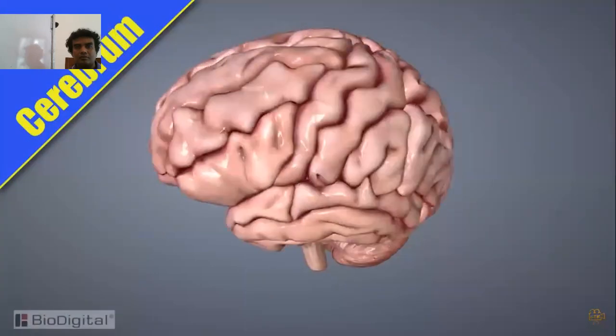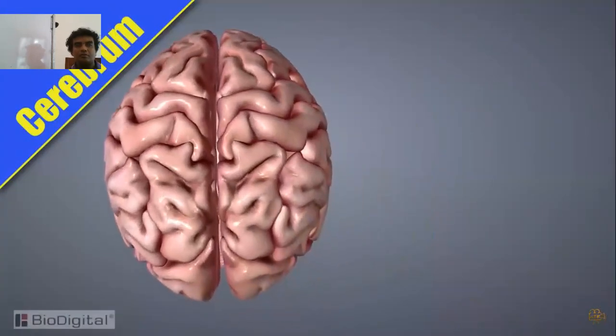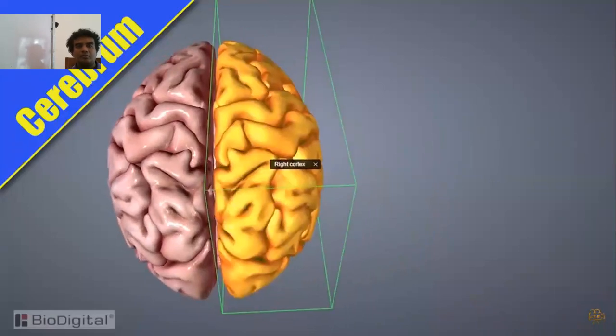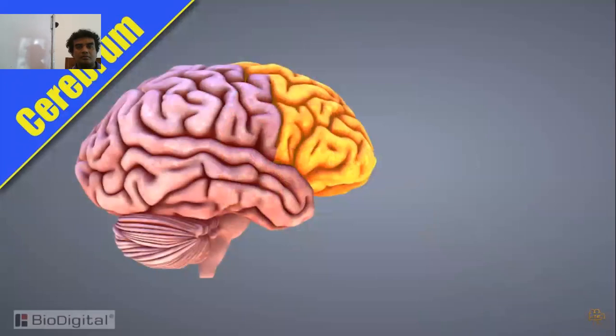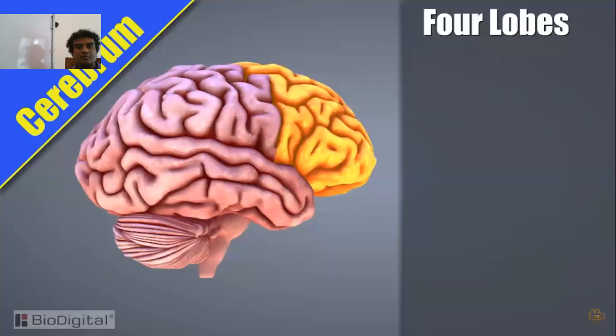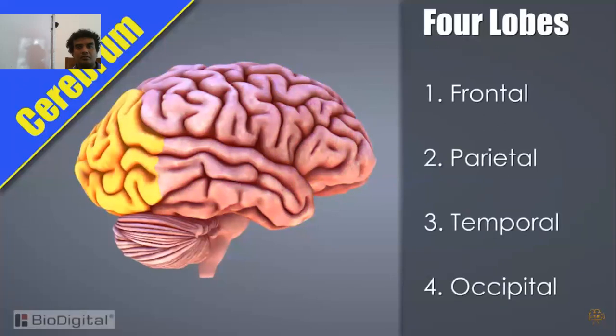The first section is the cerebrum. This is the largest section. It's divided into two major hemispheres, which are the right and left hemisphere. And the cerebrum is further divided into four lobes. These four lobes are the frontal, the parietal, the temporal, and the occipital.